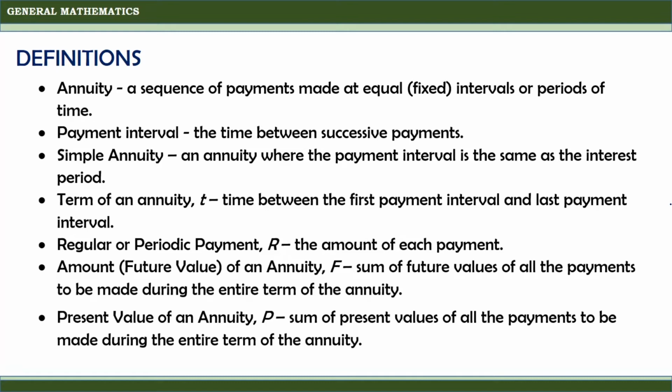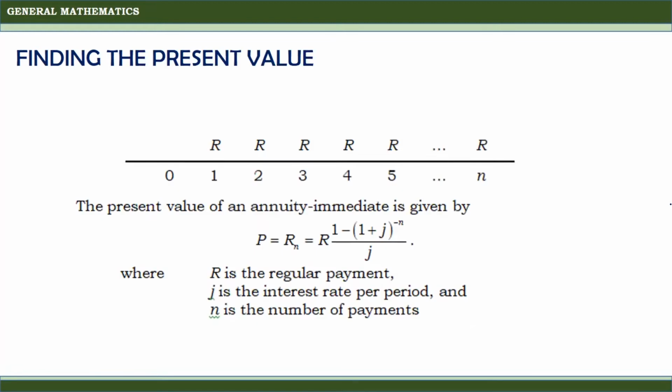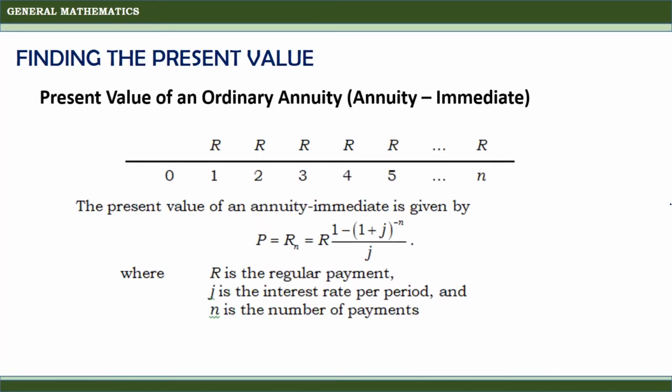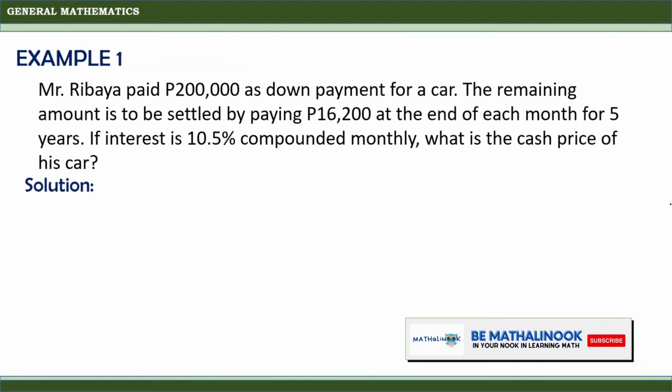For this video, we will be discussing how to find the present value of an ordinary annuity or an annuity immediate. To find the present value of an ordinary annuity, we will be using the formula P equals R sub n, which is equal to R times 1 minus quantity 1 plus j raised to negative n all over j, where R is the regular payment, j is the interest rate per period, and n is the number of payments. Let us solve this problem using the formula presented earlier.